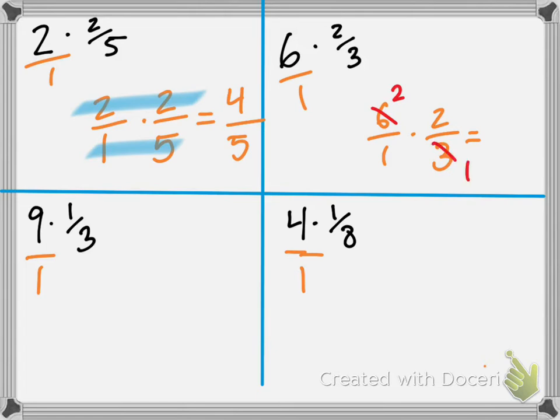Then I just multiply across. Sebastian, what is 2 times 2? 4. And what's 1 times 1? 1. 4 over 1. Anything over 1 is just that. So I get 4. That's the exact same, by the way, as 12 over 3. Because Jessica, what is 12 divided into 3 groups?